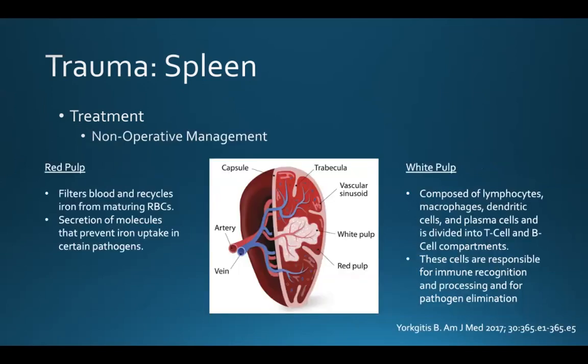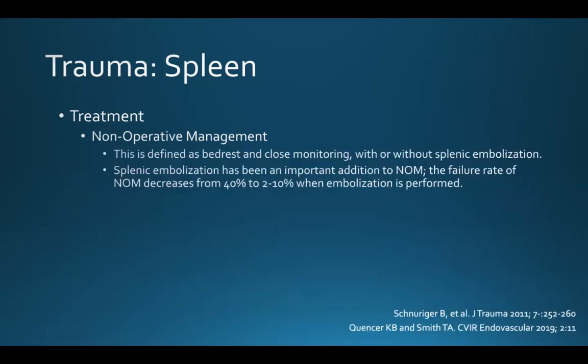Not only do we want to avoid the potential complications of splenectomy, but there is a school of thought that the functions of the spleen may actually be valuable to most patients. And this includes filtering blood, recycling iron from mature red blood cells, and being involved in the immune recognition and processing and for pathogen elimination. And these factors have all led the charge towards non-operative management for patients experiencing splenic trauma.